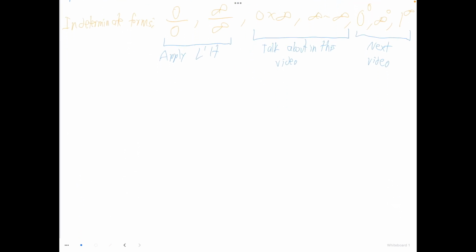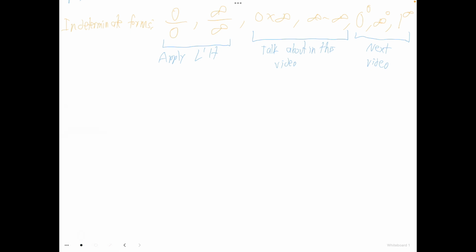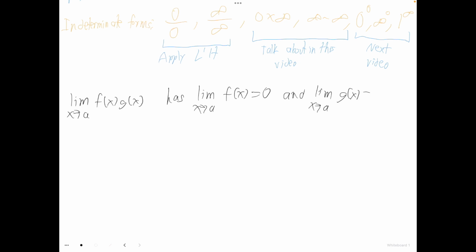So we're going to talk about a 0 times infinity form now. With 0 times infinity forms, the trick is as follows. It's a case where we have the limit as x goes to a of f of x times g of x, where the limit as x goes to a of f of x is 0, and the limit as x goes to a of g of x is plus or minus infinity. And this could possibly go to any value. It depends on how fast we're approaching 0 and how fast we're approaching infinity.